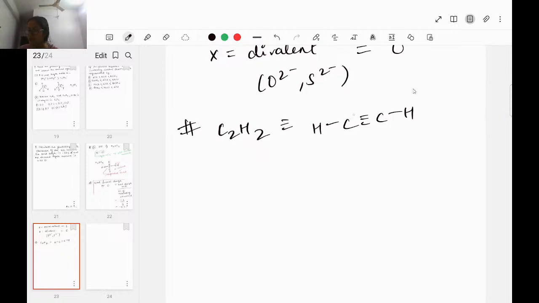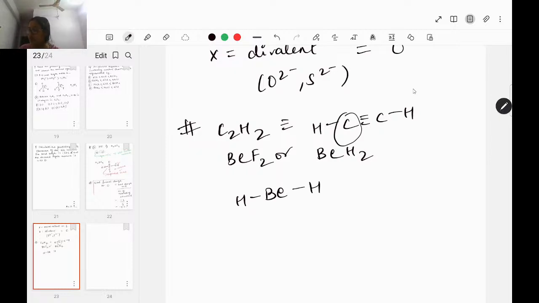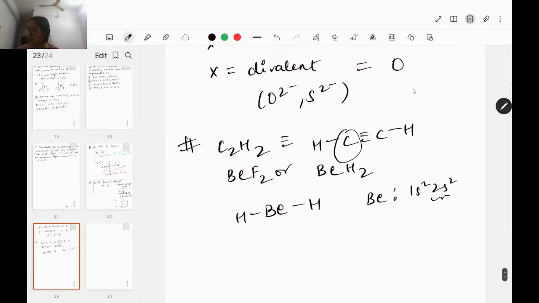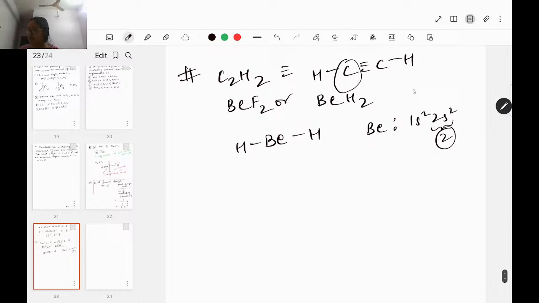What is the central atom over here, or in any kind of sp? We also have BeF2 or BeH2. What is the central atom over here? BeH2. The central atom is beryllium, isn't it? The electronic configuration of beryllium is 1s2, 2s2. Okay. So the number of valence electrons is 2. This is the valence electron. So what it does, it bonds with 2 hydrogen atoms.